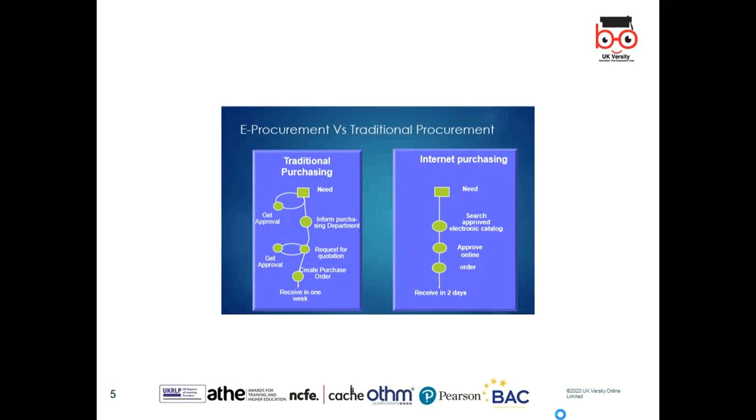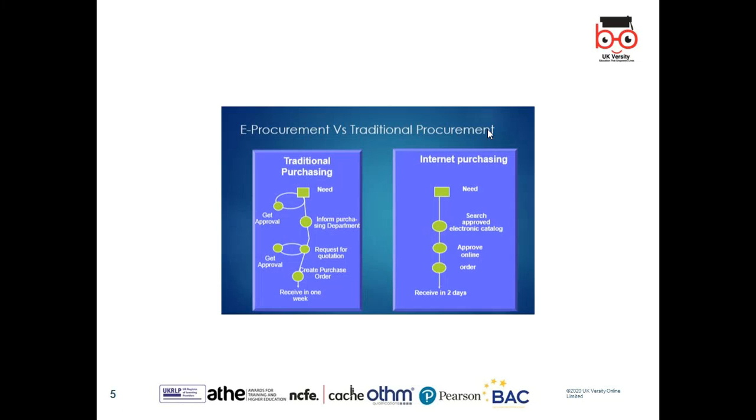E-procurement versus traditional. In the traditional way, we used to look at the needs, get approval, then inform the purchasing department, then request the quotation, then get approval, then create the purchase order, then receive in 1 week. That was the traditional way. But with the internet, we look at the needs, search approved electronic catalogs, approve and order online, and receive in 2 days, even in 24 hours.